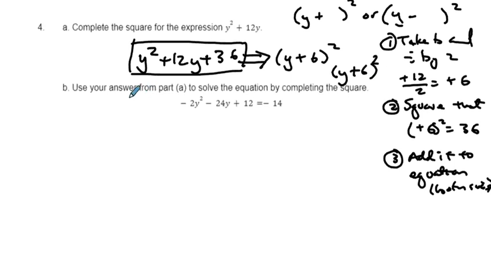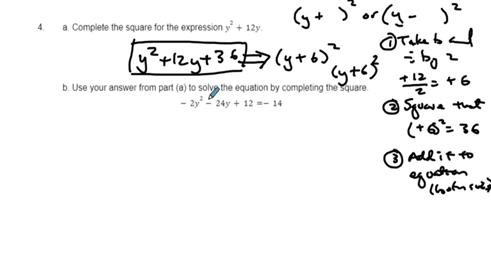Now it says we're going to use our answer from part A to solve the equation by completing the square. At first you may be thinking, what are they talking about? This looks nothing like this. But what we're going to do first is look at this and hopefully recognize that I can factor a -2 out of this whole thing.